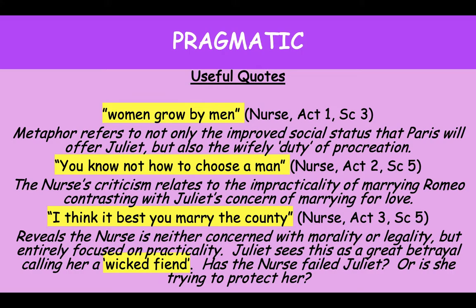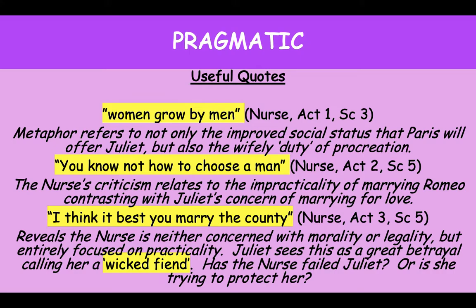And then eventually she tells Juliet, I think it best you marry the county. This reveals the nurse is neither concerned with morality or legality, but entirely focused on practicality. Juliet sees this as a great betrayal, calling her a wicked fiend. But has the nurse failed Juliet? Here's something that you can critically analyse. Has she failed Juliet in saying that? Because if Juliet had followed that advice, Juliet would still be alive and Romeo would still be alive potentially.